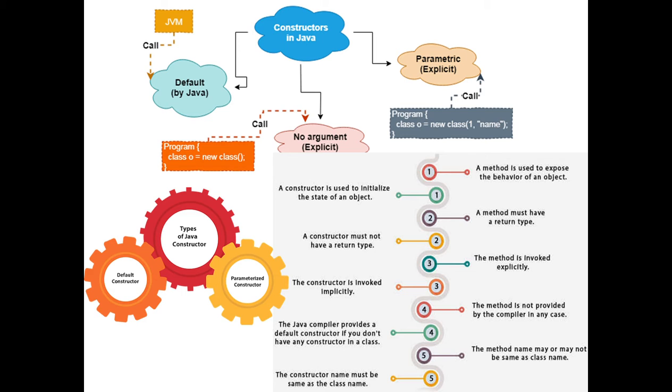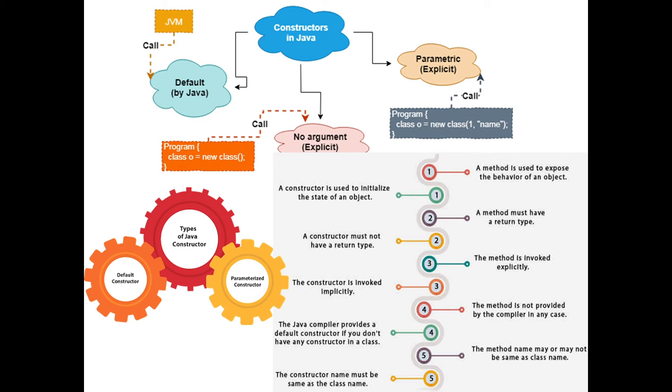The constructors are similar to methods. This is the difference between constructors and methods. A constructor, as I said earlier, is used to initialize the state of an object, whereas a method is used to expose the behavior of an object. It is used to list the statements to manipulate the data. A constructor must not have a return type. That is, a constructor is a special type of member function which should not have a return type. Every method should have a return type, but a constructor won't have.